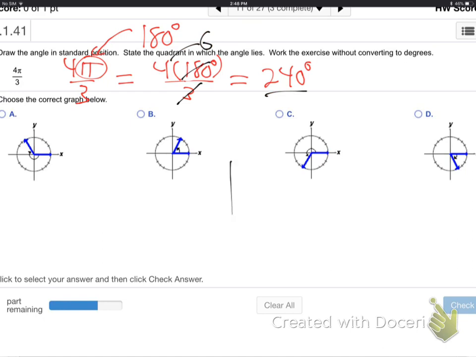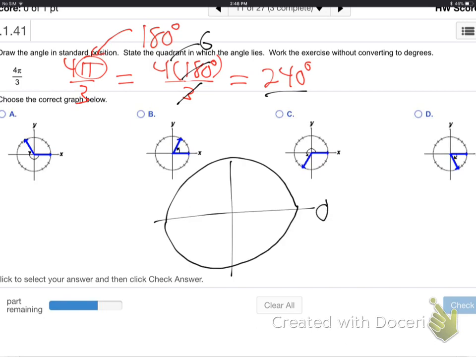Okay, so what? Well, I know what 240 looks like. Are you comfortable with 240? Remember, 0 starts here. That was by common agreement. They could have made 0 straight up like a clock, but they just said 0 is going to be straight to the right. That's where we start all the angles, and then we open them up. They open upward. Down would be negative. If you go down, it's negative. Up, it's positive.